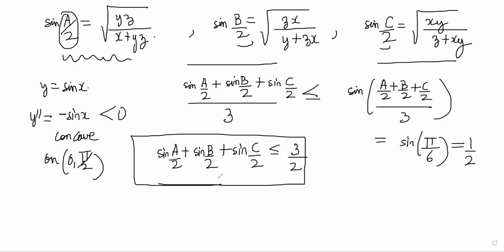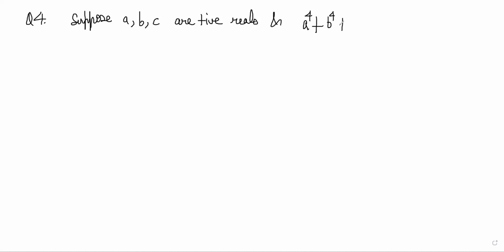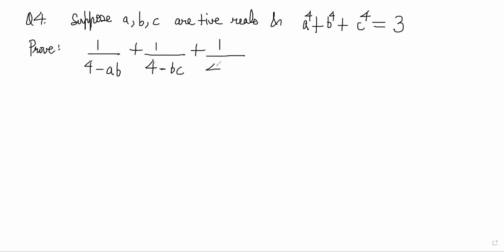Okay, let's look at another one. Here, the function that we have is slightly different. Suppose A, B, C are positive reals, and a power 4 plus b power 4 plus c power 4 is equal to 3. We have to prove that 1 by 4 minus ab plus 1 by 4 minus bc plus 1 by 4 minus ca is less than equal to 1.